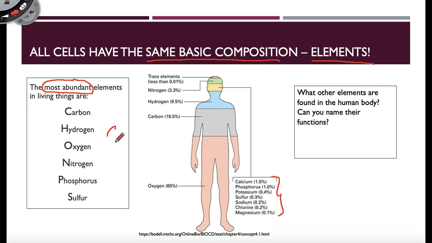So I like to think of the mnemonic CHOMPS, and CHOMPS is what helps me remember the most abundant elements in living things: carbon, hydrogen, oxygen, nitrogen, phosphorus, and sulfur. But there are other elements in the human body that perhaps are not as common, and maybe you don't know what their functions are.